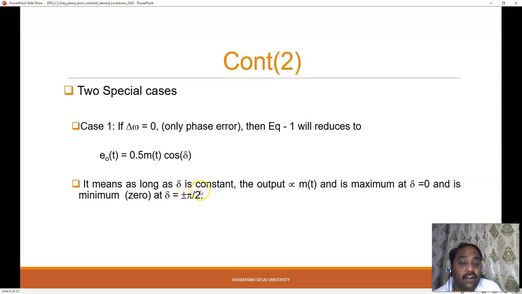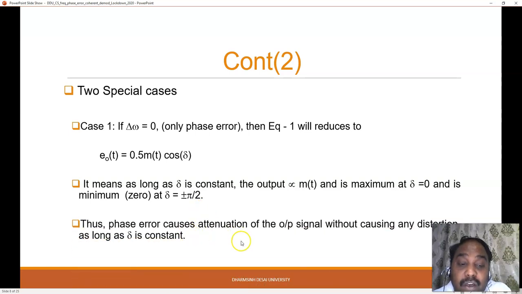As long as delta is constant, the output is proportional to m of t, and it is maximum at delta equal to 0 and minimum at delta equal to plus minus pi by 2. So it is nothing but an attenuation. Phase error causes attenuation of the output signal. It will not provide any distortion, provided that delta is constant.